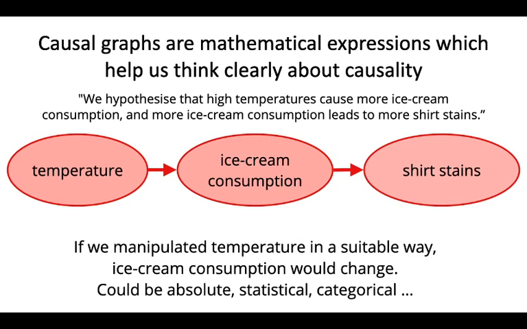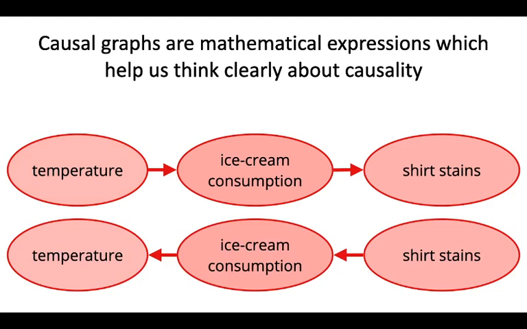And the key thing to get is that this is just an idea, an expression of an idea. So for example, we could make a causal graph that ran in the opposite direction. And this causal graph says that if you were to give someone a shirt stain, that would cause them to be more likely to eat ice cream. Eating more ice cream would cause the temperature to increase. Now, that doesn't sound like a very good model of how the world really works, but it's a perfectly good causal graph. It's a perfectly good possible idea, a hypothesis.